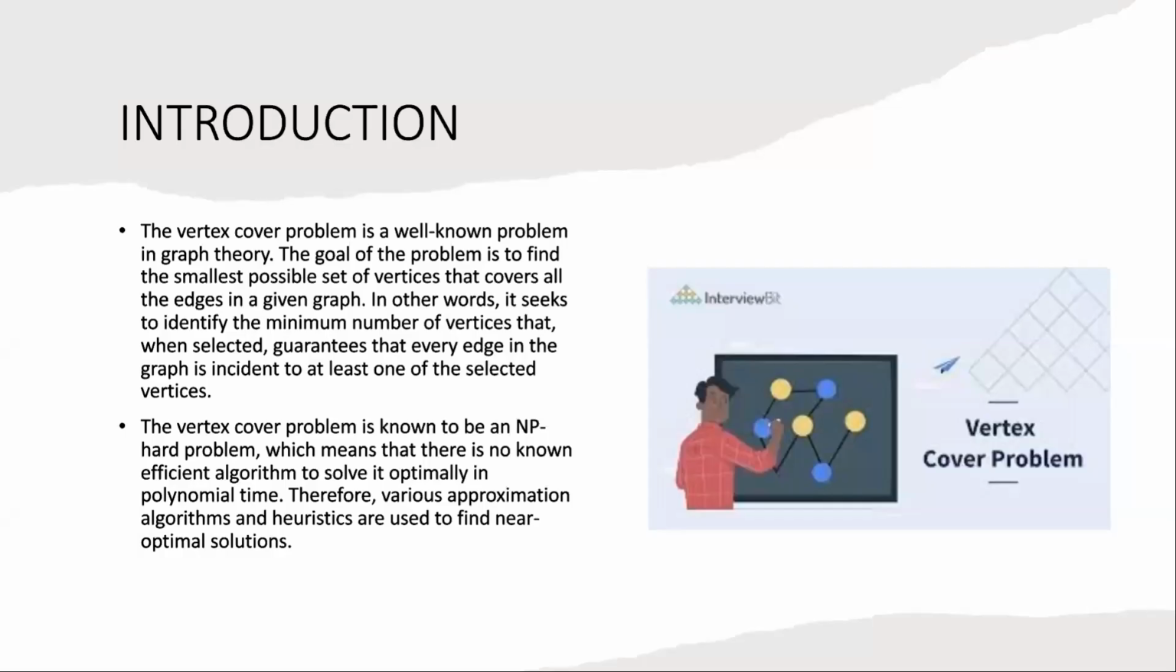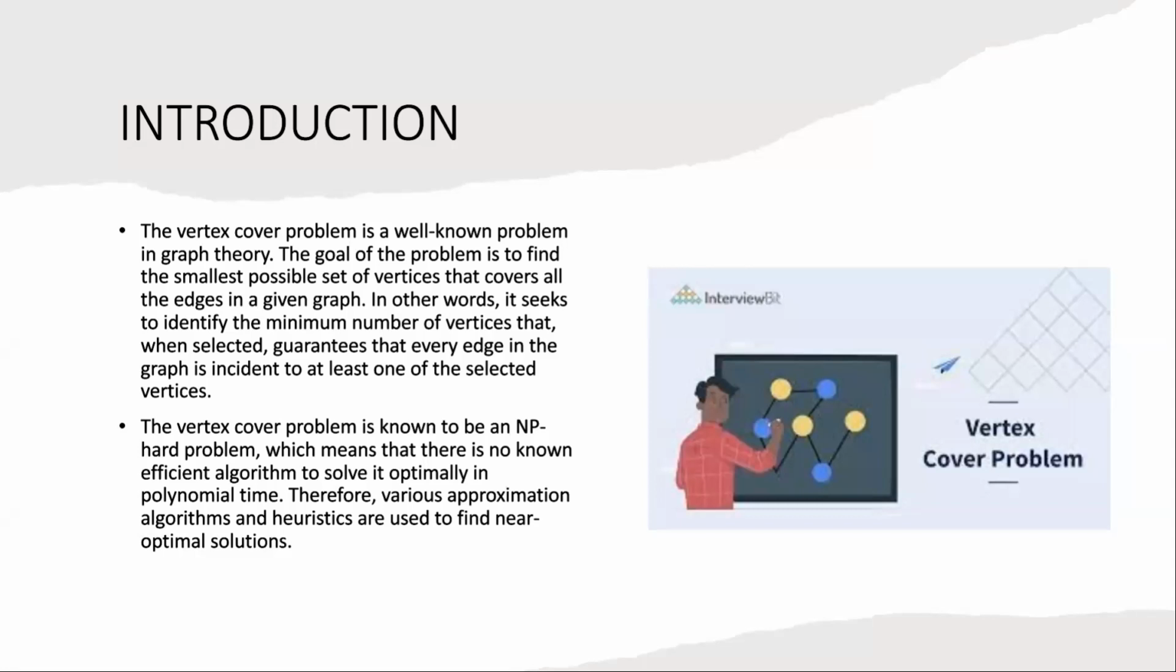Vertex cover problem. The vertex cover problem is a well-known computational problem in graph theory. Given an undirected graph, the goal is to find the smallest possible set of vertices such that every edge in the graph is incident to at least one vertex in the set. This set is called a vertex cover.